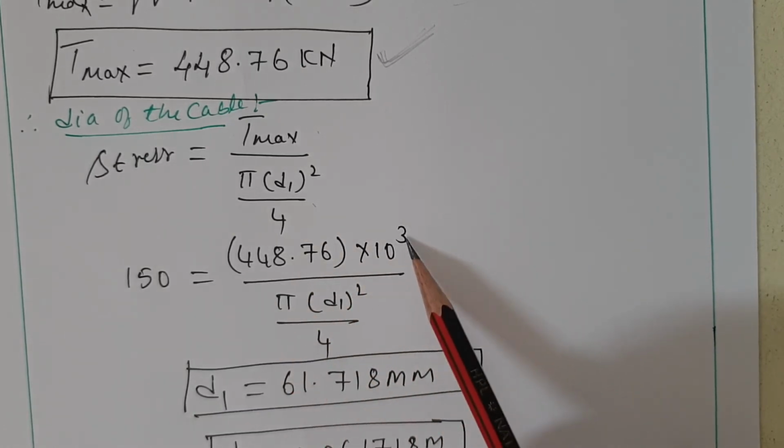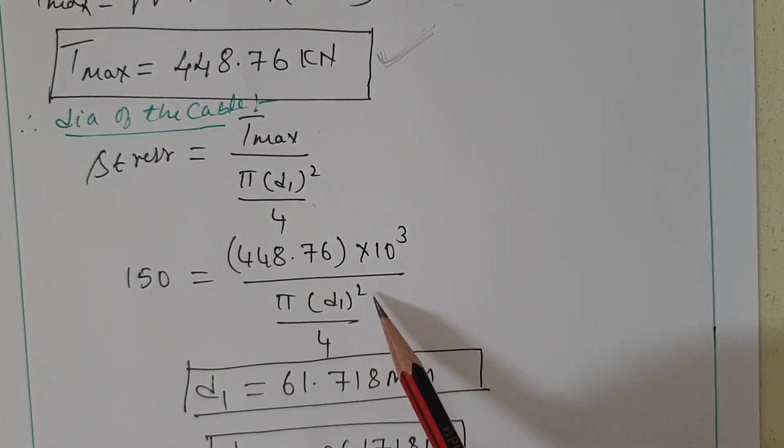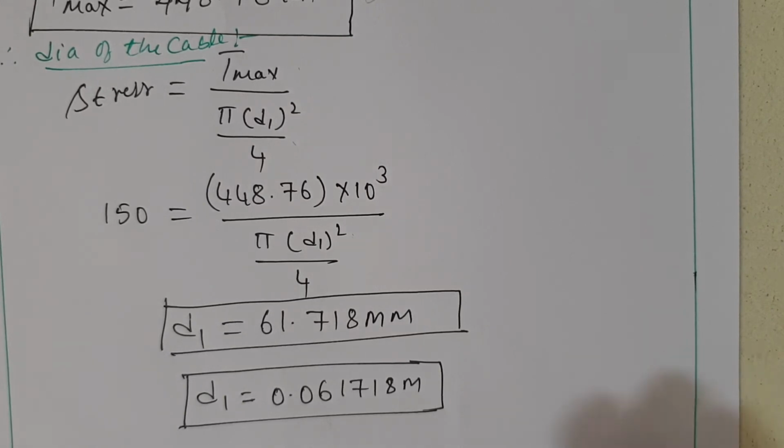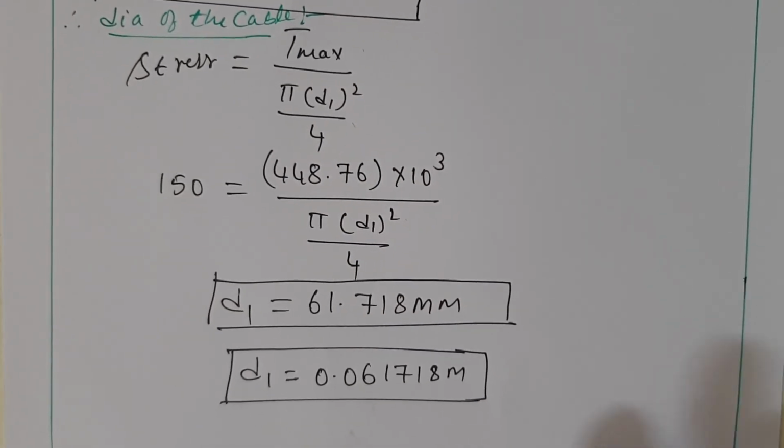I am converting this into Newton, so I multiplied by 10 raised to 3, and pi d square by 4. In this equation D1 is unknown, so D1 will be 61.718 millimeter. If you convert that into meter, it will be 0.0617118 meters. This is the diameter of the cable that is asked in the question. There ends your problem.